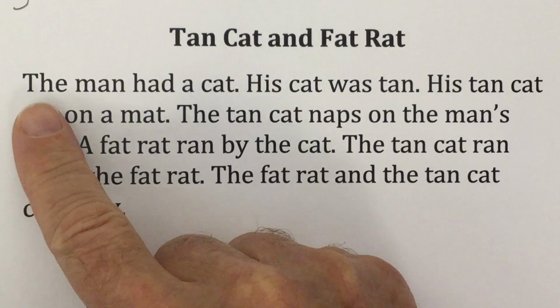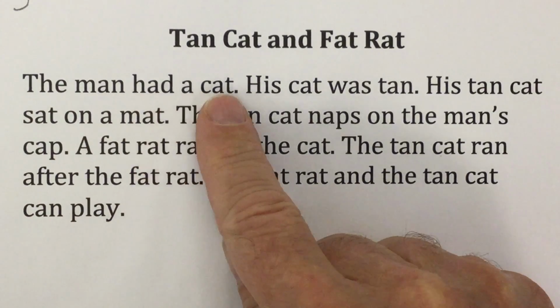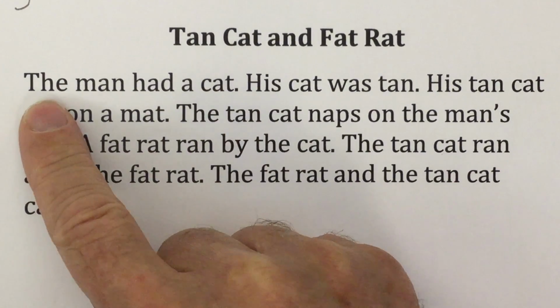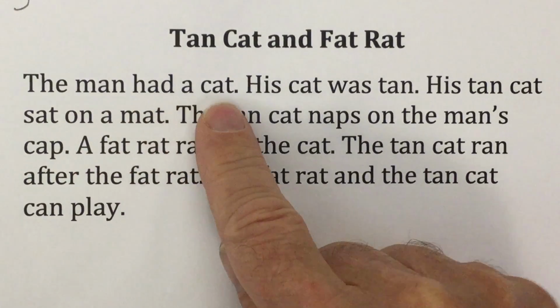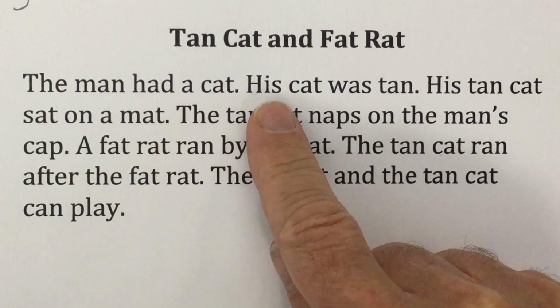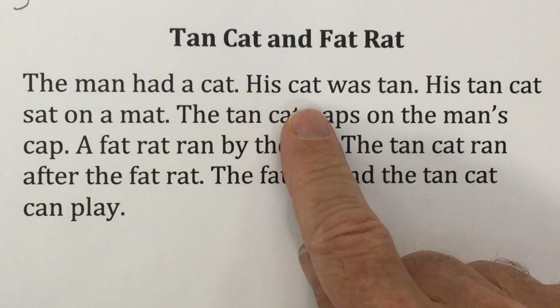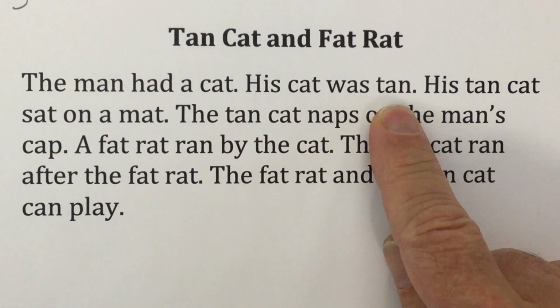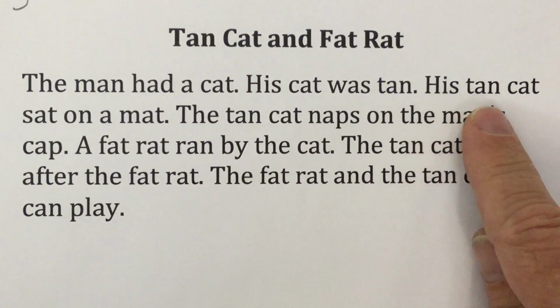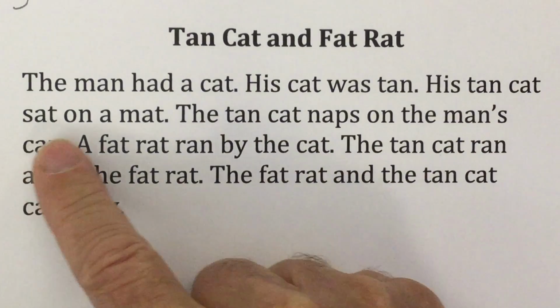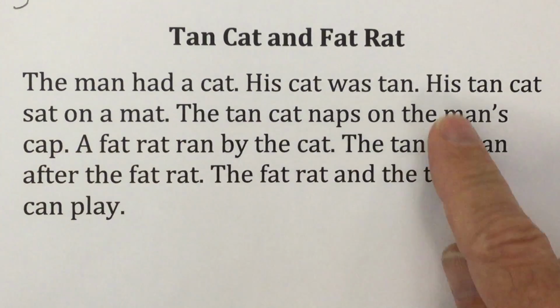Mr. C's turn. The man had a cat. Your turn. Mr. C's turn. His cat was tan. Your turn. Mr. C's turn. His tan cat sat on a mat. Your turn.